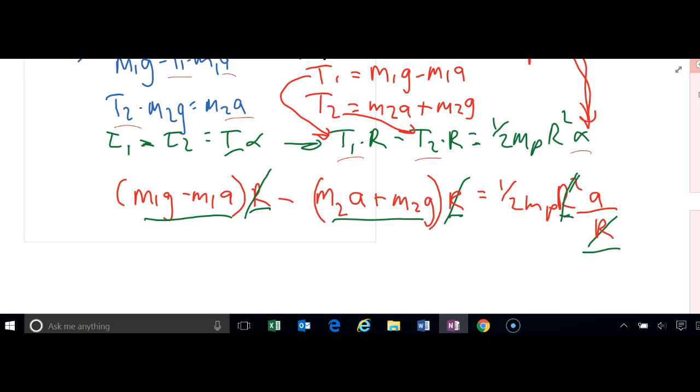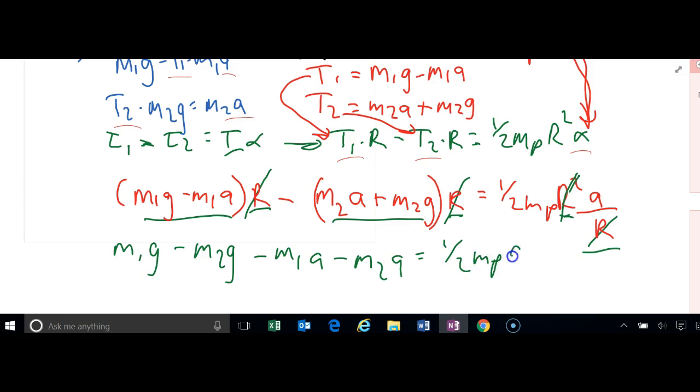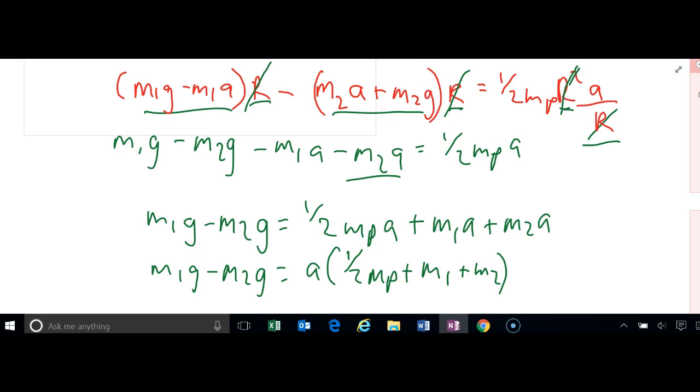I want to put all the terms with a together and all the terms with g together. So over here I have m1g minus m2g minus m1a minus m2a equals 1/2 mass of the pulley times a. Right. So we can add these two terms to the other side, and let's see what I end up with there. And here I simplified everything over. Okay. So I've added all these terms. All those terms have an a. I factored it out.